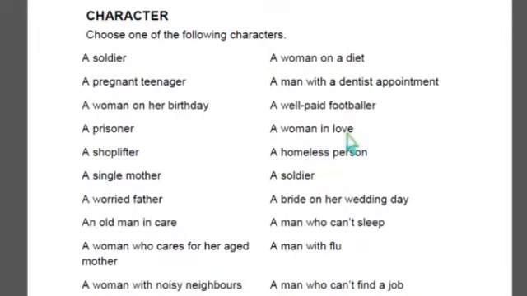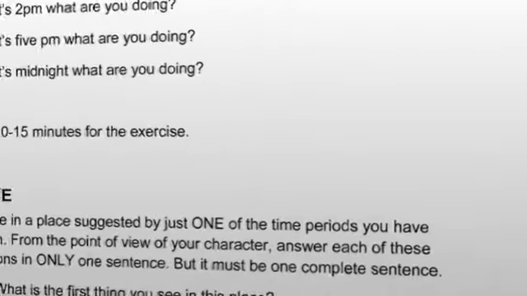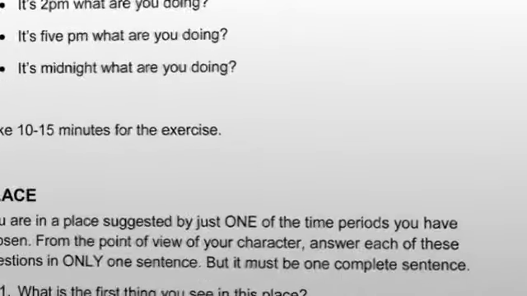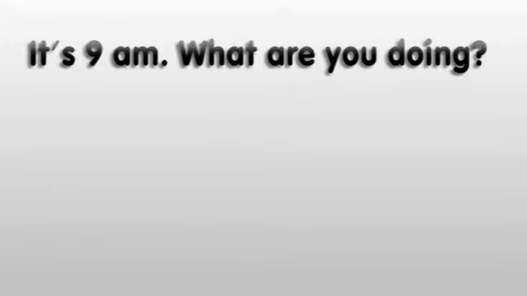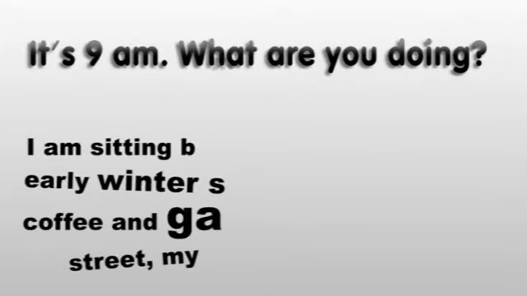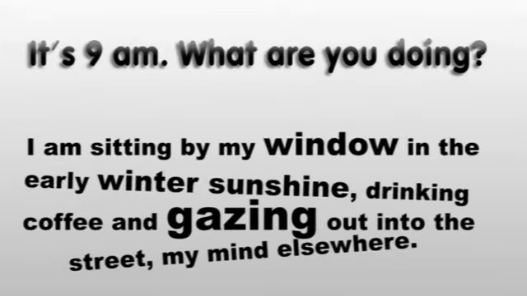So, from the point of view of this character, let's see if we can answer the questions on the worksheet. We'll write in first person I and use the present tense. Question 1. It's 9 a.m. What are you doing? OK. I'm sitting by my window in the early winter sunshine, drinking coffee and gazing out into the street, my mind elsewhere.